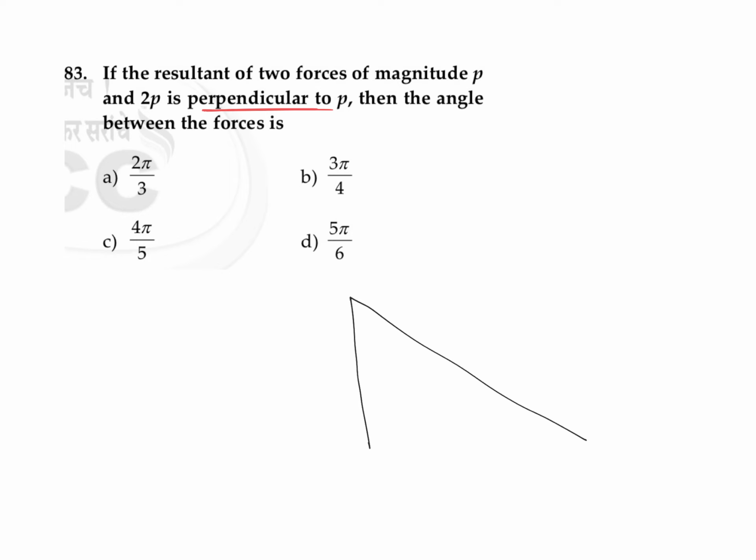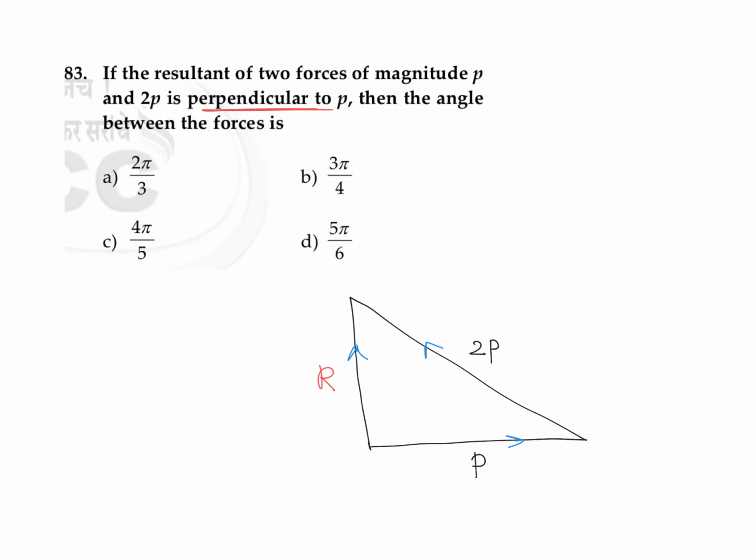So what we'll do is, first we'll draw a right angle triangle. Then one force is given as P and the other force is given as 2P. And it is given that the resultant is perpendicular to P. So this should be the resultant vector, and this one we can take as P and this we can take as 2P. And the condition is that if you are adding these two vectors, that means P vector plus 2P vector, we are going to get this as our resultant vector. So that's why we are taking the order of the resultant vector opposite to that of P and 2P.